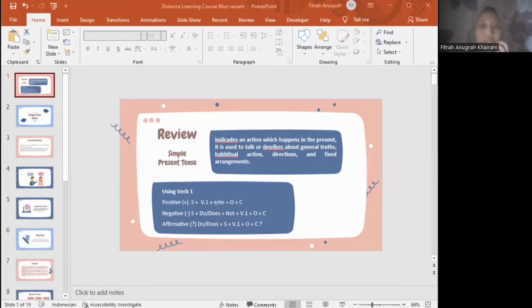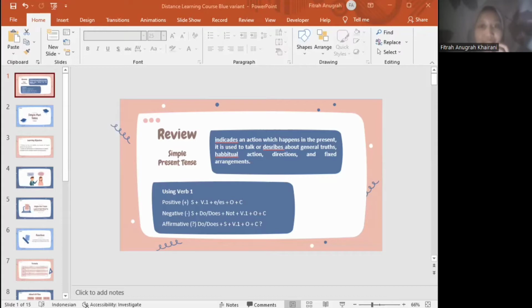Last week, we already discussed simple present tense, right? And today, we are going to study simple past tense. But before we continue our lesson today, I want to review the previous material first. So, do you remember what simple present tense means? I will share the screen first. Look at the screen.